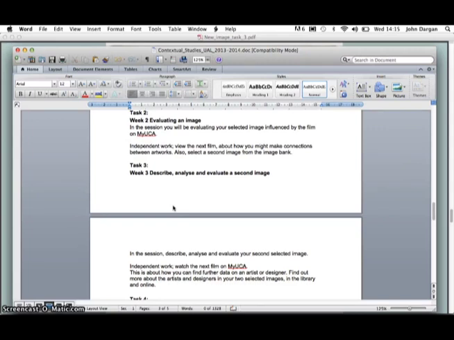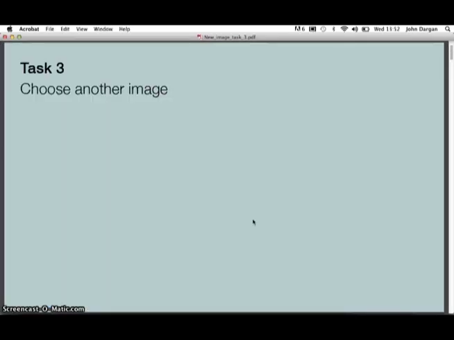It's the project brief that's got the next task on it. As you can see, you have to describe, analyse and evaluate a second image, an image that you've chosen. And we're going to talk about in the film about how you might make connections between different images. Task 3 involves choosing another image.